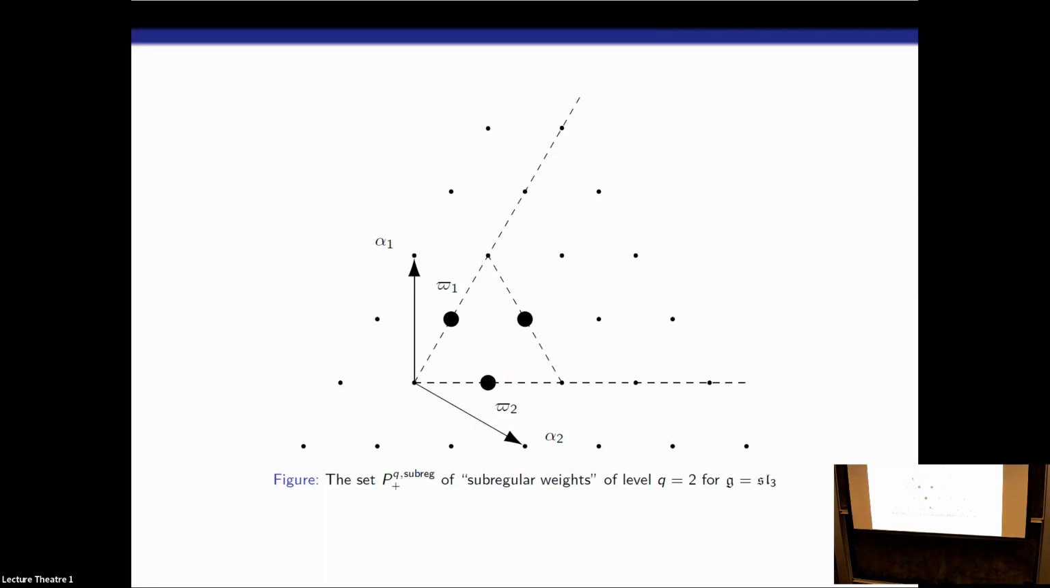And so here's the case of SL3 again, Q is 2. So why did I change Q from 4 to 2 now? Because the only denominator Q for which the corresponding subregular W algebra is rational is when Q is 2. And then you get these 3.